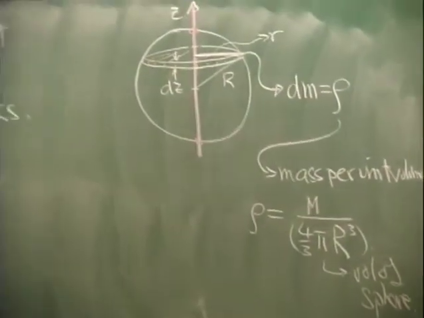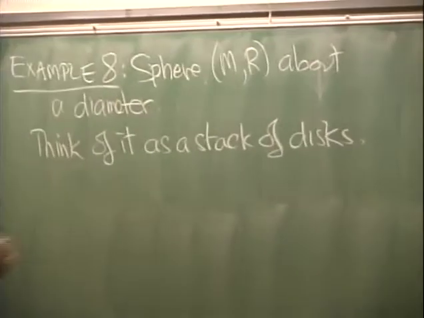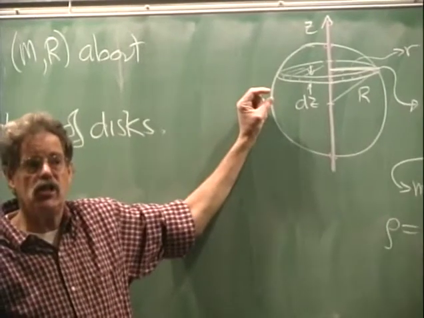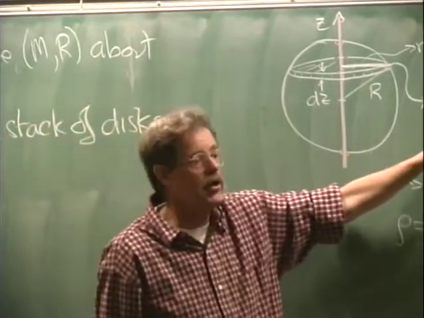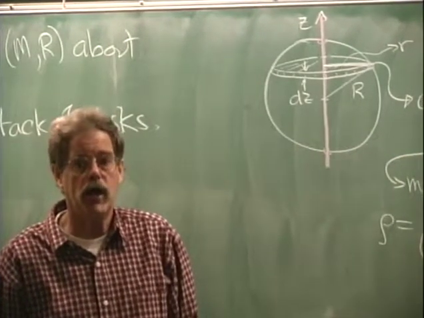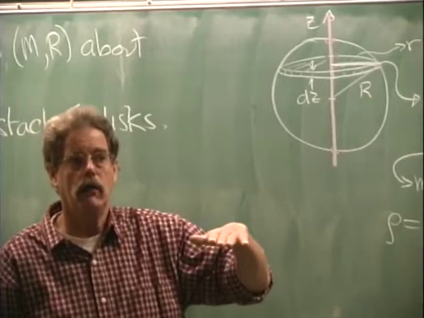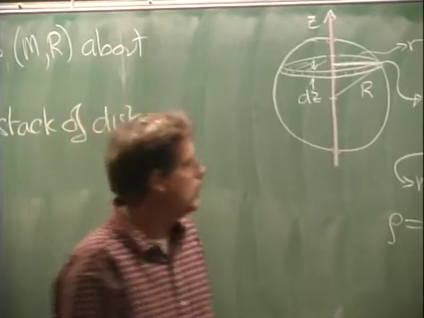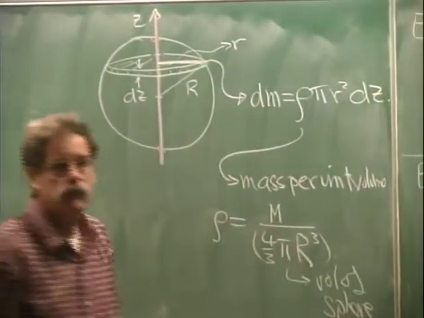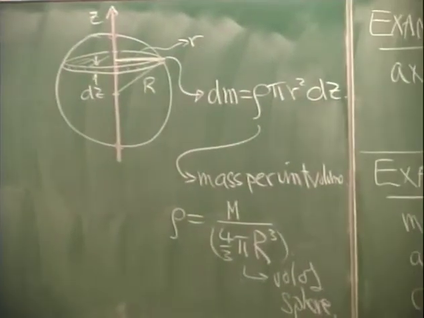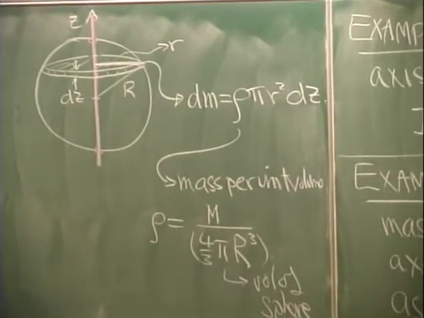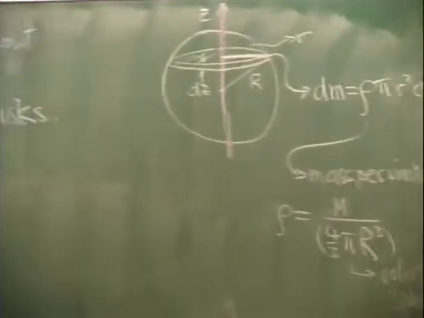Now I come back to the question, what was the mass of my pancake here? This pancake with radius r and thickness dz. It would be mass per unit volume times the volume. What's the volume of that disk? Area times thickness, huh? So pi r squared times dz. Pi r squared for the area of the circular disk, and then dz for the thickness. So what's the moment of inertia then?